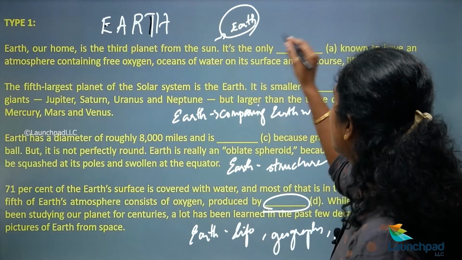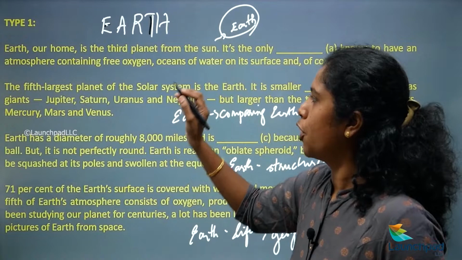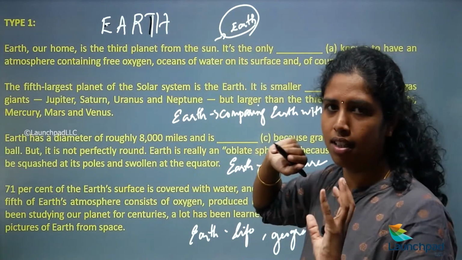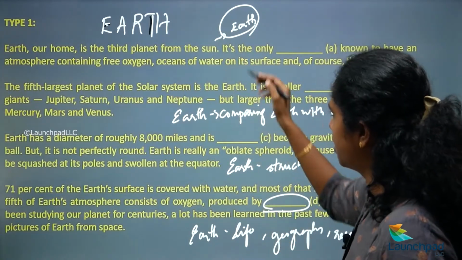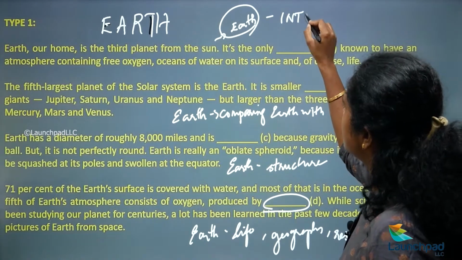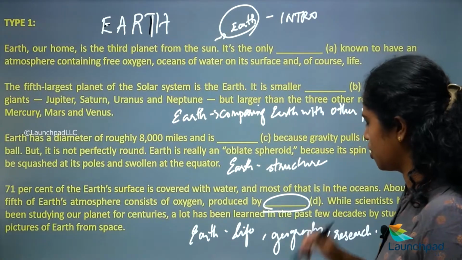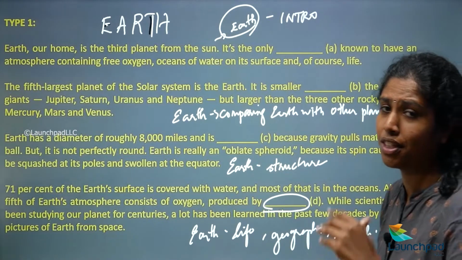So now let's reread and see which word strikes your mind that could suitably fill in this particular blank. Yes? So we already got a small idea. We've written here, right? First paragraph talks about the earth and intro. Second paragraph talks about comparison. Third is about the structure and fourth is about the life, geography and the research.